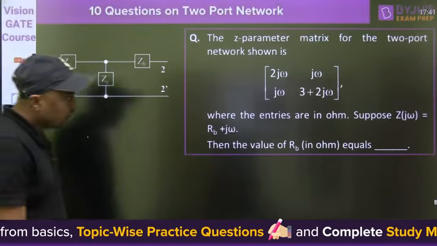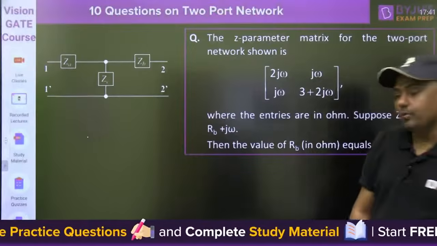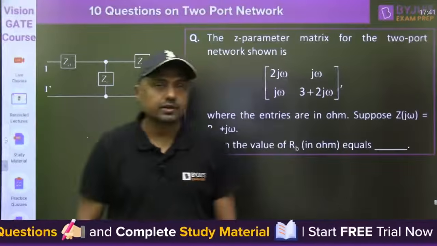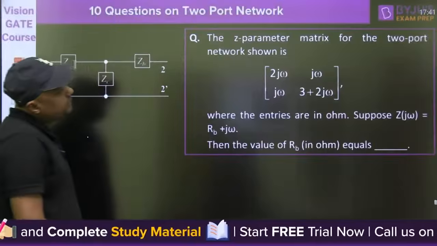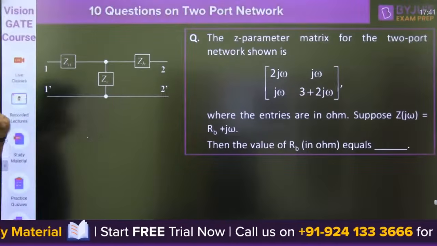Yes, tell me. NAT type question. Already we have solved MCQ type questions. Now NAT, numerical answer type question, guys. Tell me the Z parameter matrix for the two-port network shown in the figure. What is the Z parameter matrix?